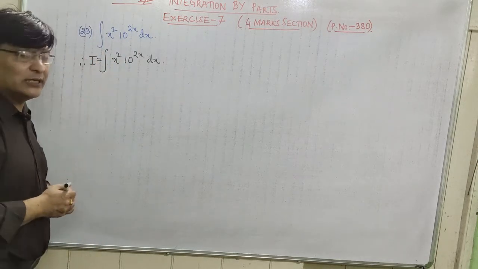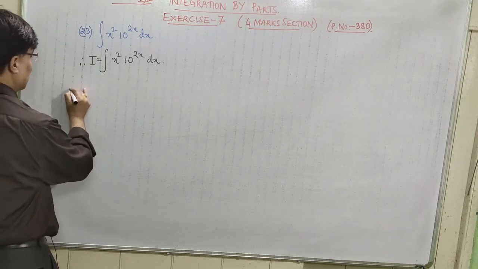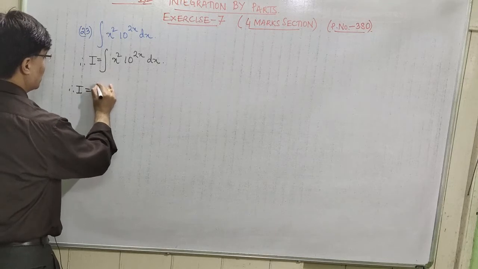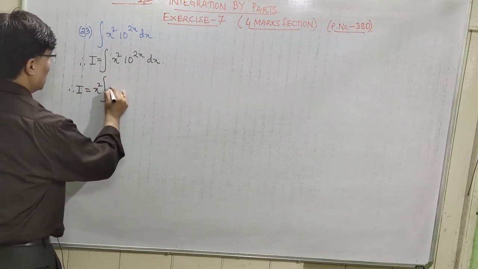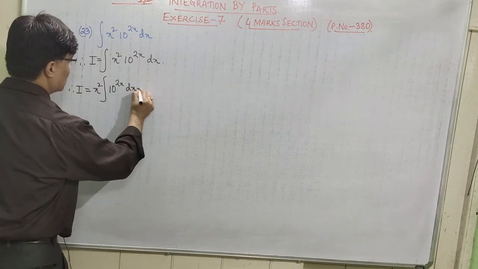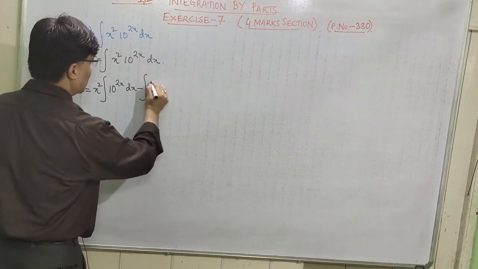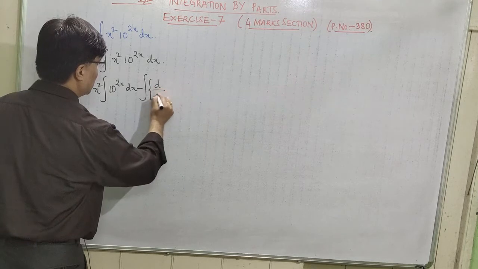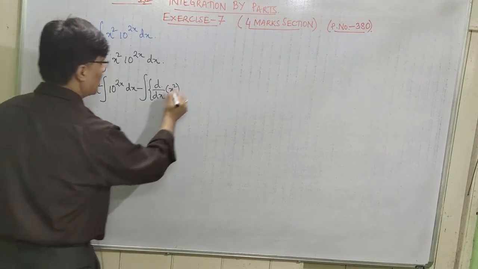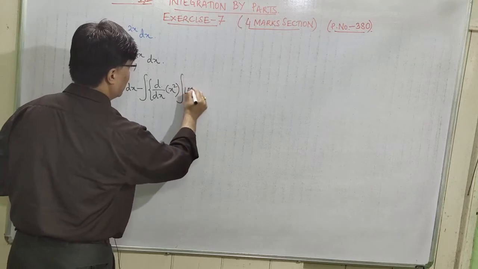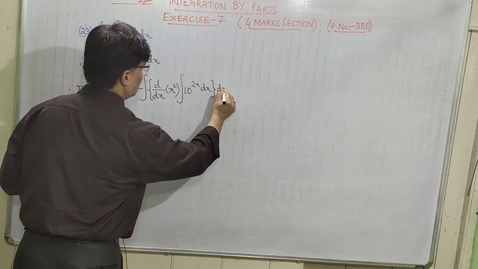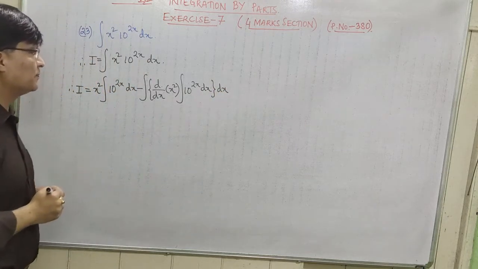So let us use integration by parts in this case. Therefore I is equal to x square is the first function, it is taken outside. Integration of 10 to the power 2x dx minus integration of second bracket dy dx of x square, integration of 10 to the power 2x dx, second bracket closed, dx.